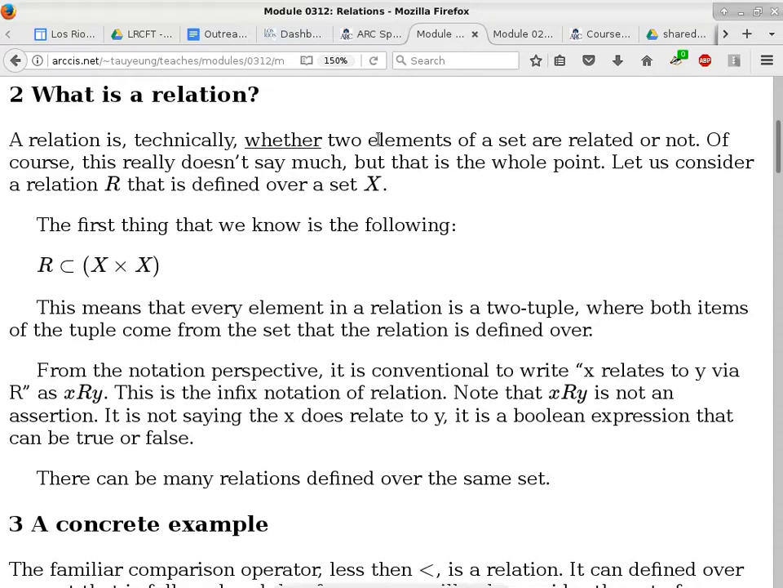So as a result, we know that a relation can be seen as a set, and that set is going to be a subset of whatever set the relation is defined over, crossed with itself, the Cartesian product with itself. And this is supposed to be a subset equal to, just a subset, but not a proper subset of. So let me fix that first.